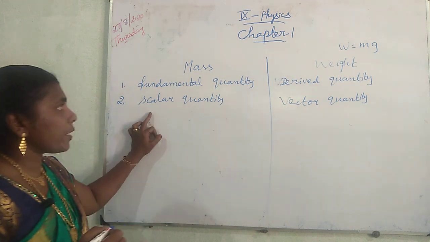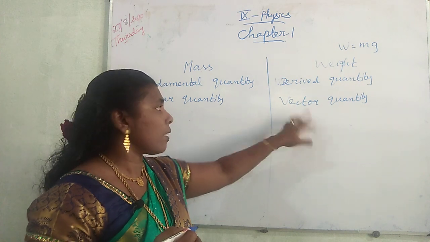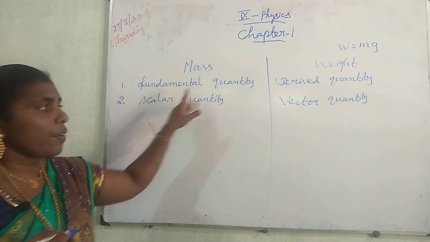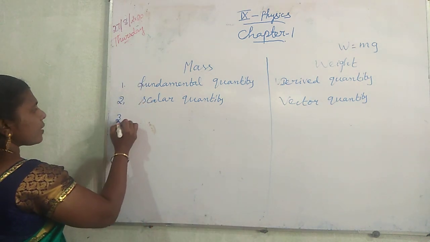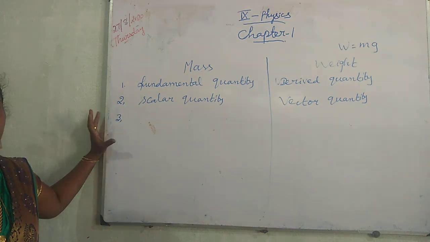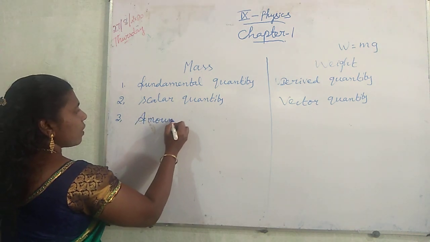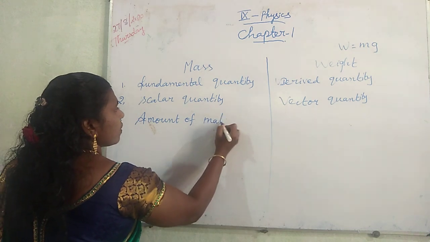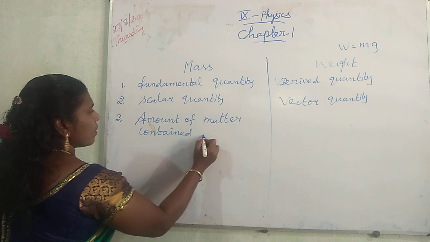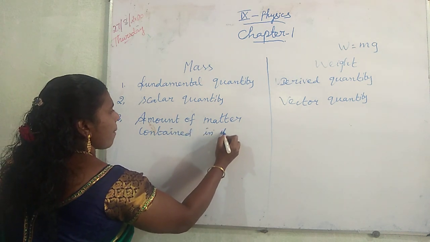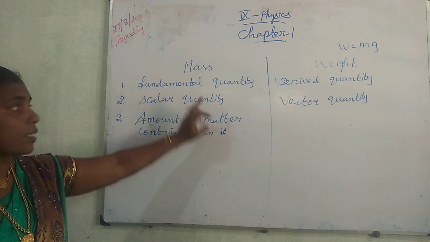Why do we say scalar quantity? Only magnitude is there. But in a vector quantity, both magnitude and direction are there. So scalar quantity has only magnitude, vector quantity has magnitude and direction. Then the third point is the definition of mass. What is the definition of mass? Mass is the amount of matter contained in it. The definition of mass is the amount of matter contained in it is called mass.